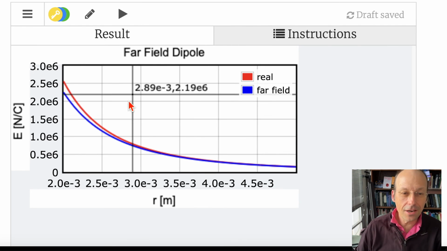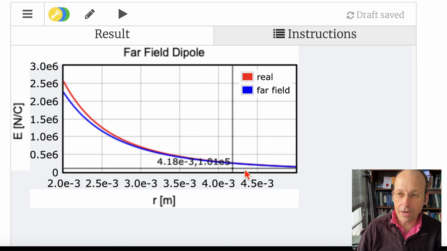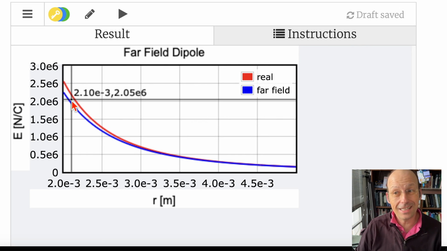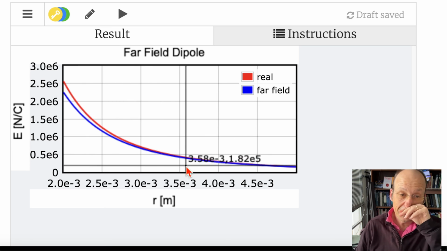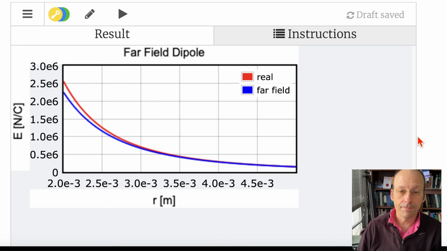So you can see here that as you get further and further away, the far field and the real values agree very much. But as you get closer and closer, they separate, which is exactly what we said, because the far field uses that approximation that R is much greater than S. And so when that's true, the two things agree. So there you go. The end.